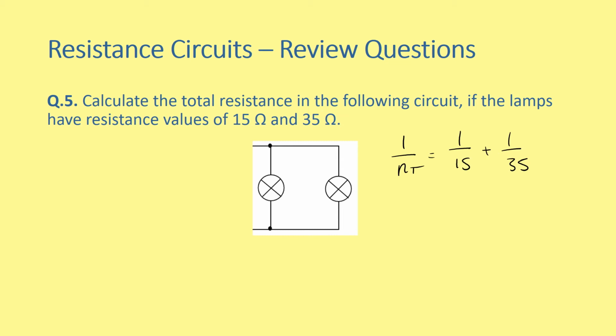If you add those fractions on your calculator, you end up with 2 over 21. If 1 over RT is equal to 2 over 21, RT is equal to 21 divided by 2, which is 10.5 ohms.